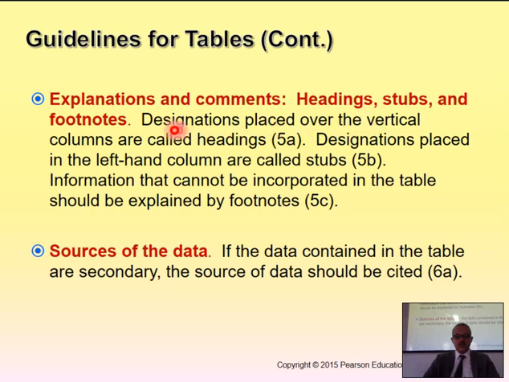Designation places over vertical columns are called headings. So maybe you look at your paper, anything that starts here is a top level topic, anything that starts here is a secondary topic. Information that cannot be incorporated in the table should be explained by a footnote. Do you guys know what a footnote is? Like when you see a 1 and then you look at the bottom of the page and it says 1, this is a reference, or any comments or limitations or sources of the data.